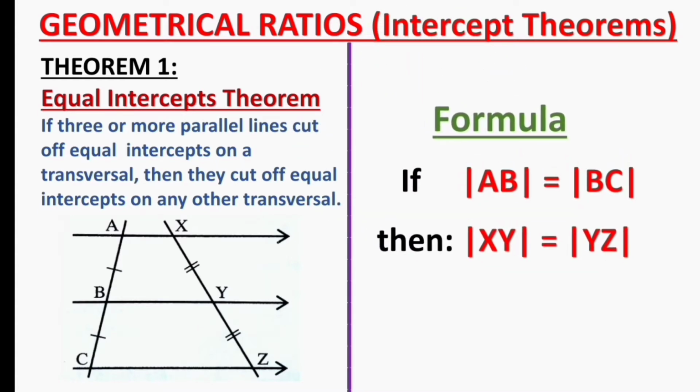From the formula, if the length of AB is equal to the length from B to C, talking about equal intercepts on the first transversal, then the length from X to Y should be equal to the length from Y to Z, talking about equal intercepts also on the second transversal. I hope this idea is clear to you.